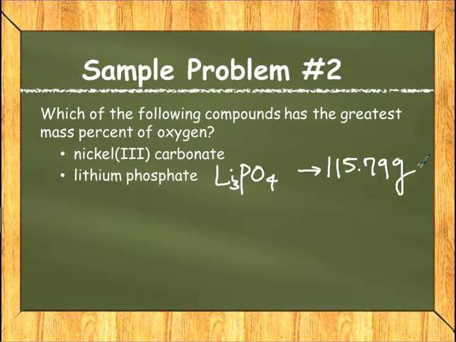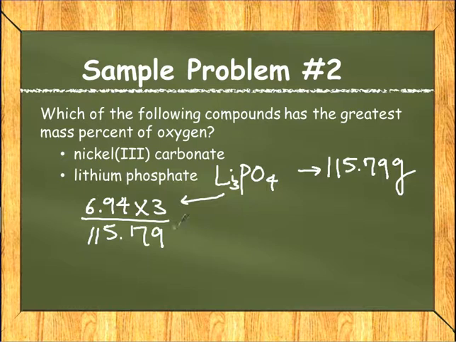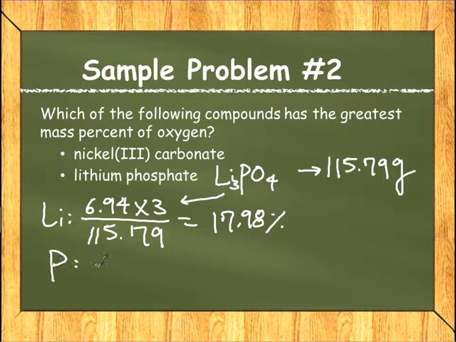For lithium, I do 6.94 times 3, because that's where I get 3 of them, divided by the total mass, 115.79. You should have gotten 17.98% for lithium. For phosphate, you should have gotten 26.51%. For oxygen, you should have gotten 55.27%.